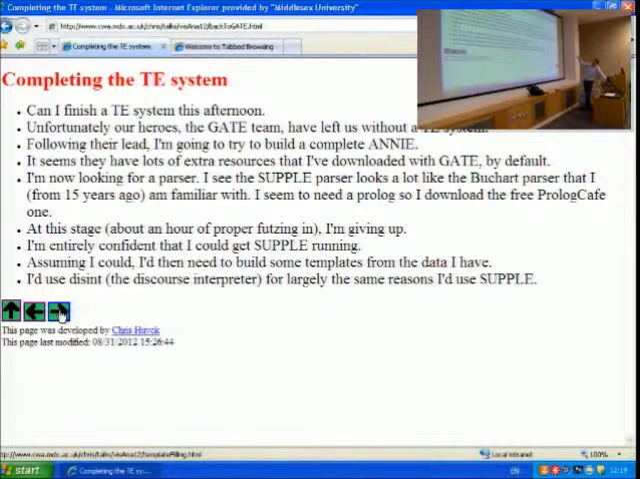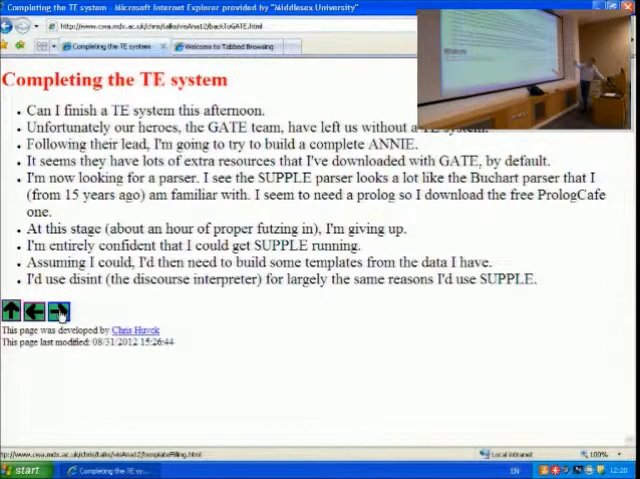I seem to need a Prolog, so I download the free Prolog Cafe 1 at this stage. About an hour of proper futzing in. I spent an hour and a half trying to get the Prolog running, so I just gave up. I'm giving up. I'm entirely confident that I can get Sept running. They also had, you mentioned, the Stanford parser. I think it's state of the art, or up there. They had that too.